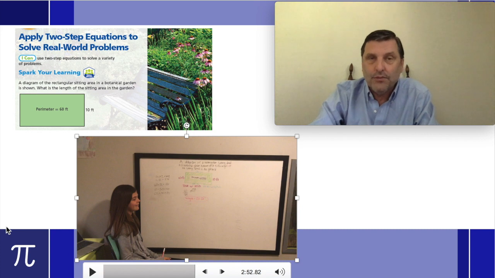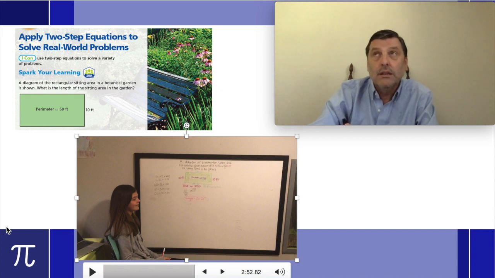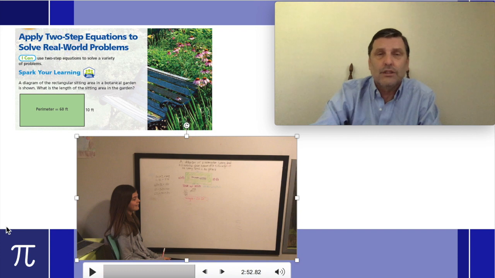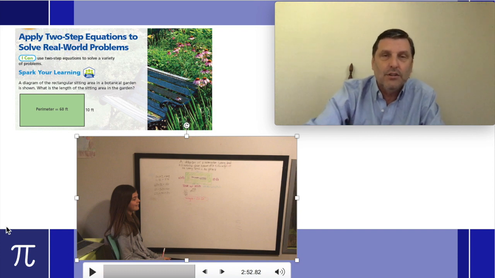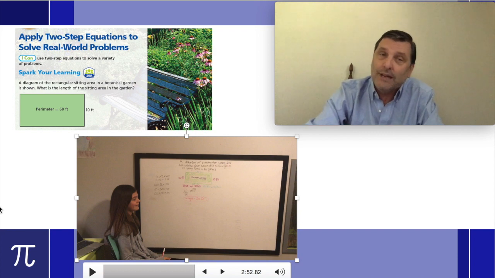And out of that 40 feet, that's the total amount left over for the other two sides. But if those two sides are equal, then I split that 40 in half, so I get one side's 20 and the other side's 20. Charlotte, great job, and I look forward to seeing you being a math teacher and a future math supervisor one day. Thank you so much.